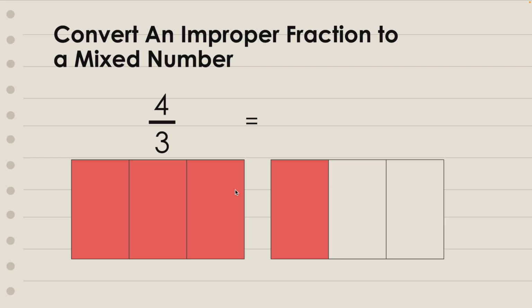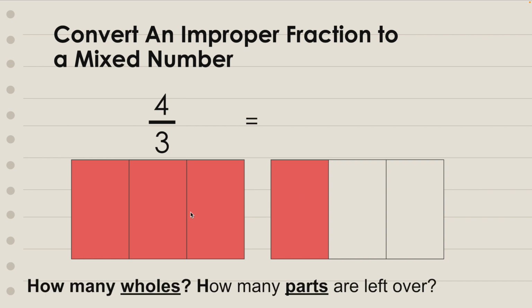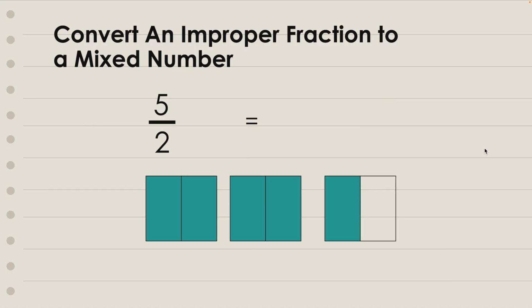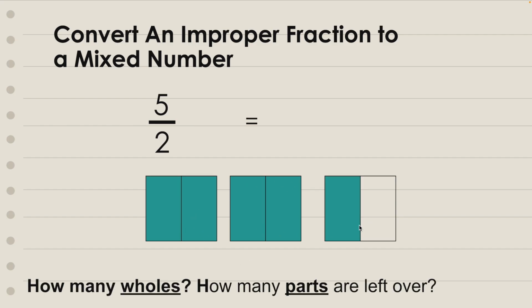So in this case, I have 4 pieces, and it takes 3 pieces to make a whole, which means I have 1 whole piece and 1 out of 3. So I'm looking at how many wholes, how many parts. I have 1 whole and 1 more out of 3. If I have this one, I have 5 pieces and it takes 2 to make a whole. If I'm writing this as a mixed number, I would say it's 2 wholes and 1 out of 2.